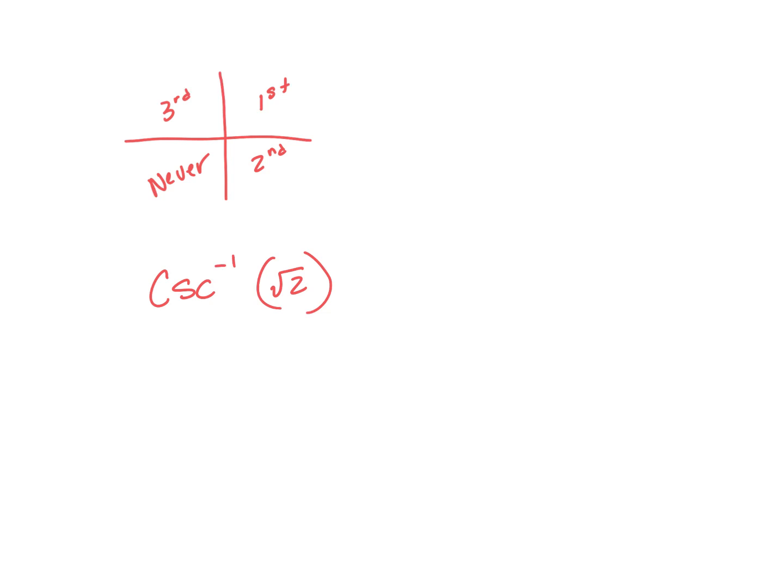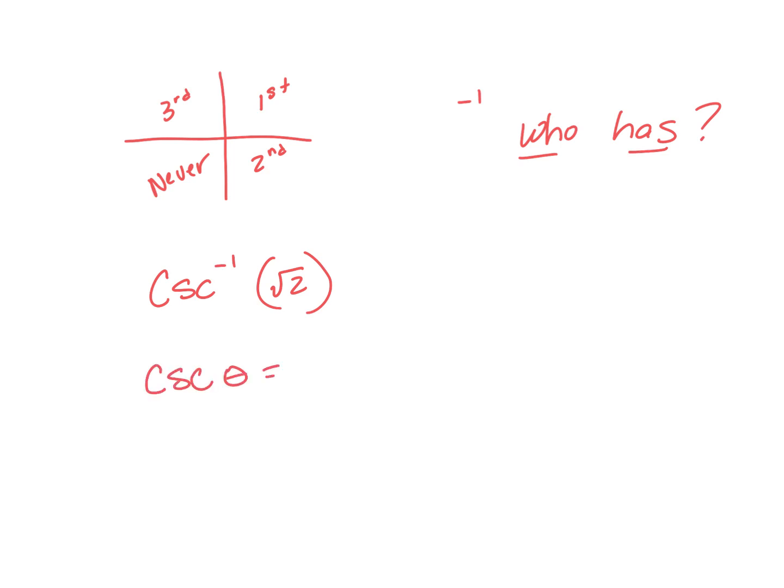So whenever you see a -1 on an inverse trig function, that's what these are, you think about who has a cosecant of root 2. You're going to ask yourself that question. Well, cosecant is the reverse of sine.